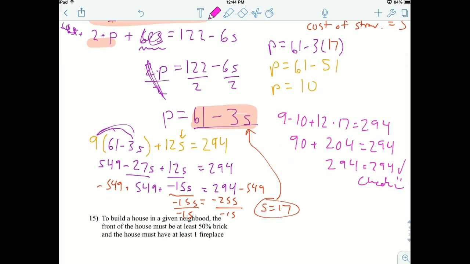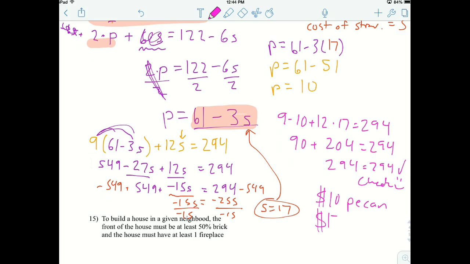And our final answer, we just want to make sure we explain what we found, which is $10 for pecan and $17 for strawberry. And we'll continue on in the last video.